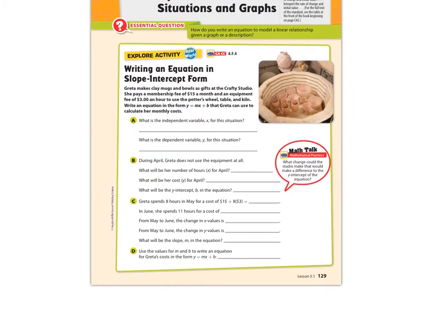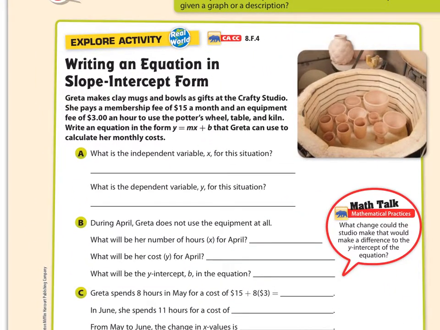So in this explore activity, we're given a description, so let's dive a little deeper into how we construct a function, or how we create this equation. Greta makes clay mugs and bowls as gifts at the Crafty Studio. She pays a membership fee of $15 a month and then an equipment fee, $3 an hour to use the potter's wheel, table and kiln. Write an equation in the form y equals mx plus b that Greta can use to calculate her monthly cost.